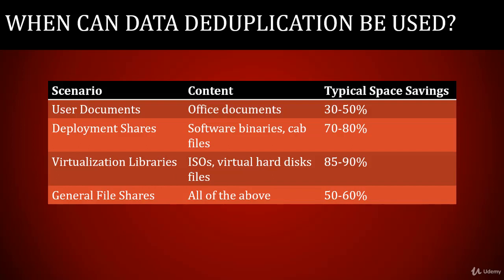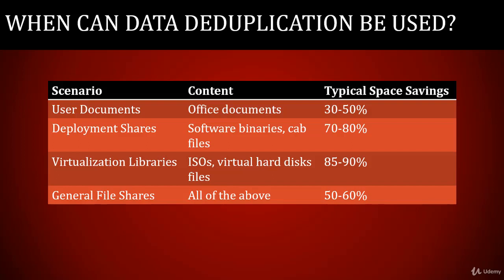Deployment shares are also a good candidate for deduplication. A deployment share would be a share that contains applications that you may deploy to client machines on the network. Typically, you have collections, which are like application packages. Many of these application packages may be duplicate packages that have been copied to the server. CAB files live there. CAB files can even be shared between different applications, which would make them duplicate CAB files on that server. So you can see the space savings for that can be as great as 80%.